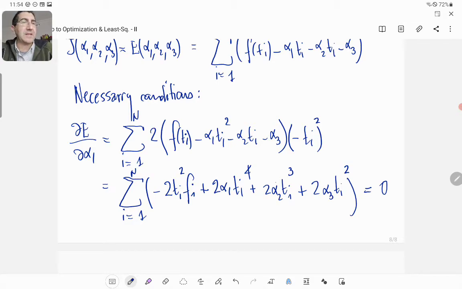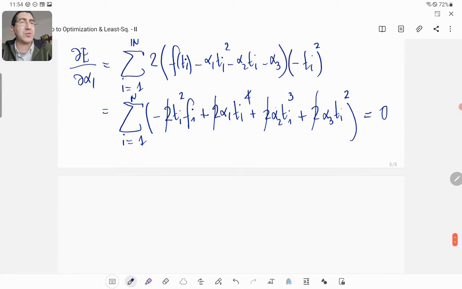In fact, I could have canceled all the 2's because we are equating that to 0. Now let me take the summation to the inside.